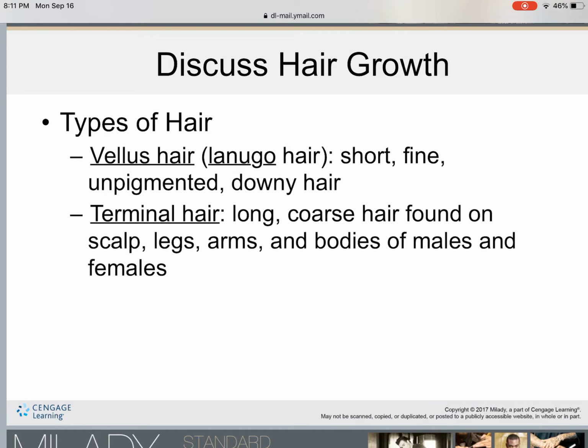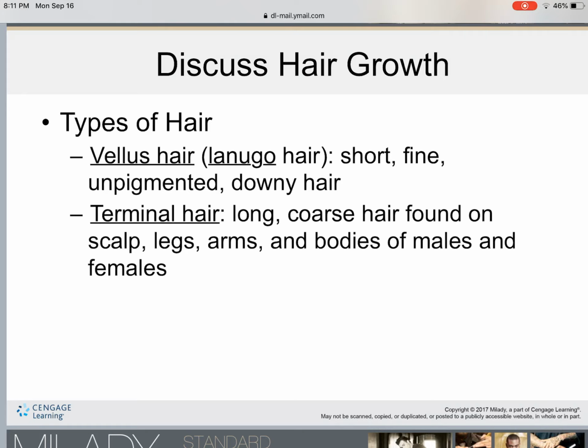Okay, hair growth. This is key. If hair is not growing, we as barbers are cooked because we can't make any money. Okay, hair is present all over the body except on the palms, soles, lips, and eyelids.